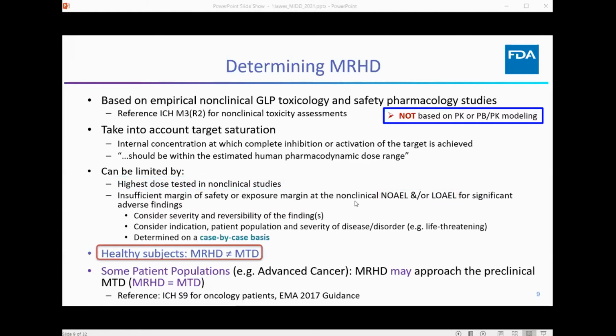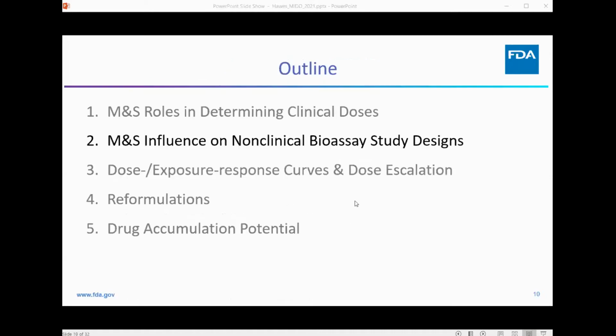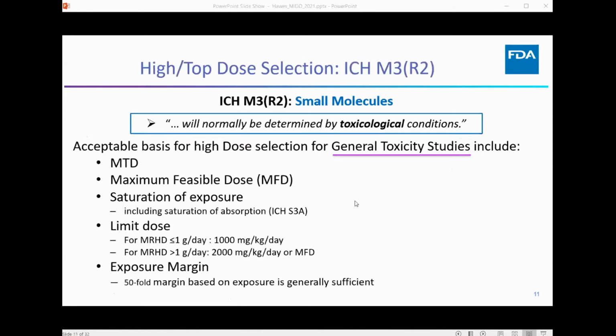The MRHD in clinical trials with healthy subjects should not be equivalent to the maximum tolerated dose. However, in some patient populations, such as advanced cancer patients, the MRHD may indeed approach the MTD. So next we will discuss how MNS can influence non-clinical bioassay study designs.